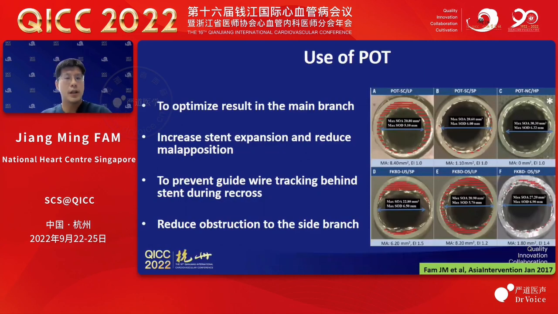Now, the importance of POT. Achieving adequate POT is key to improve clinical outcomes, both by increasing stent expansion as well as to reduce malapposition. POT can also be used to minimize complications by preventing guide wire tracking behind the stent during recross. And in this diagram shown here, the best expansion in the phantom model was actually obtained with the use of POT using non-compliant oversized balloons at high pressures, resulting in least malapposition and most symmetrical expansion.